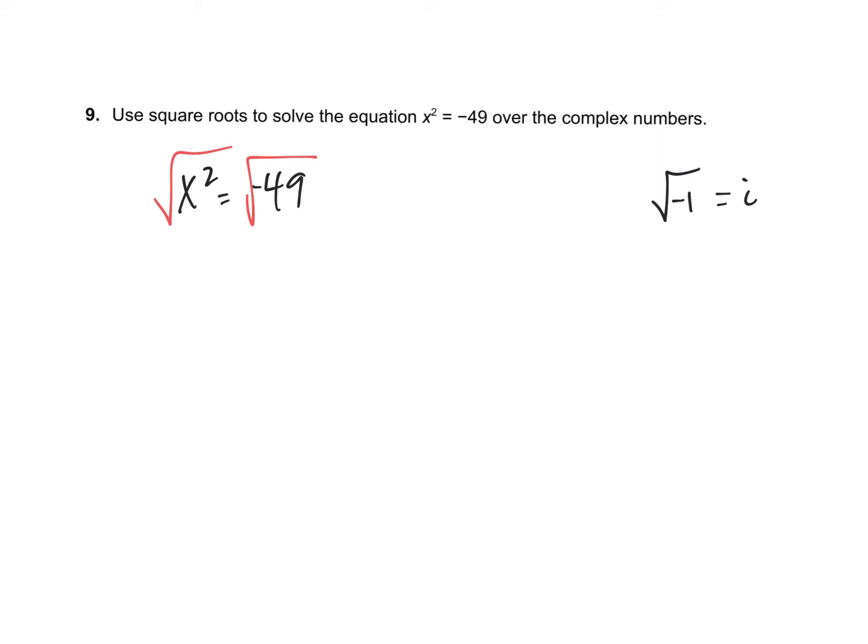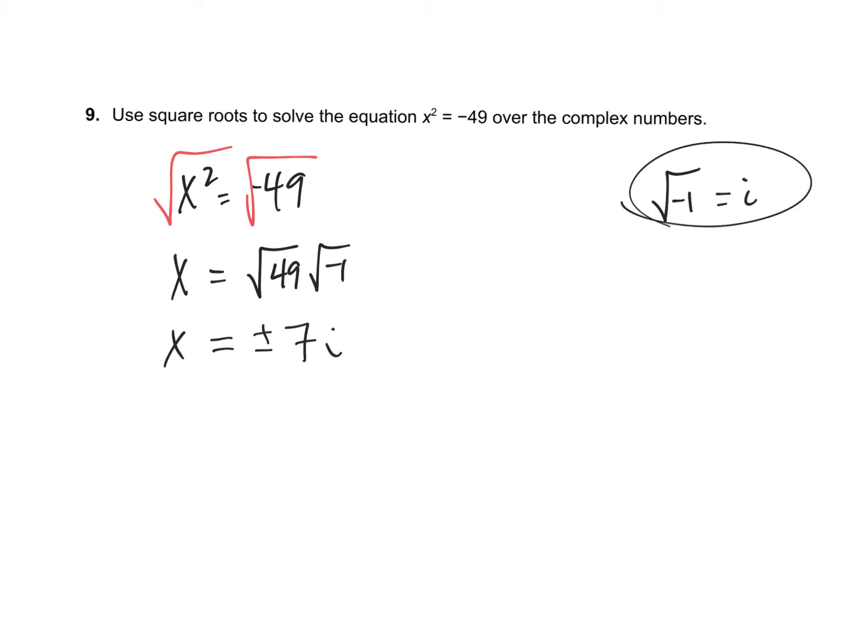And so I get that x is equal to, well, this guy I have got to break up. This is 49 and -1. I know the square root of 49 is plus or minus 7, and the square root of -1, I just told you guys, is i. You do need to have that plus or minus. If you lose that plus or minus, it's going to tell you you're wrong. So make sure you put the plus or minus because both answers are correct.